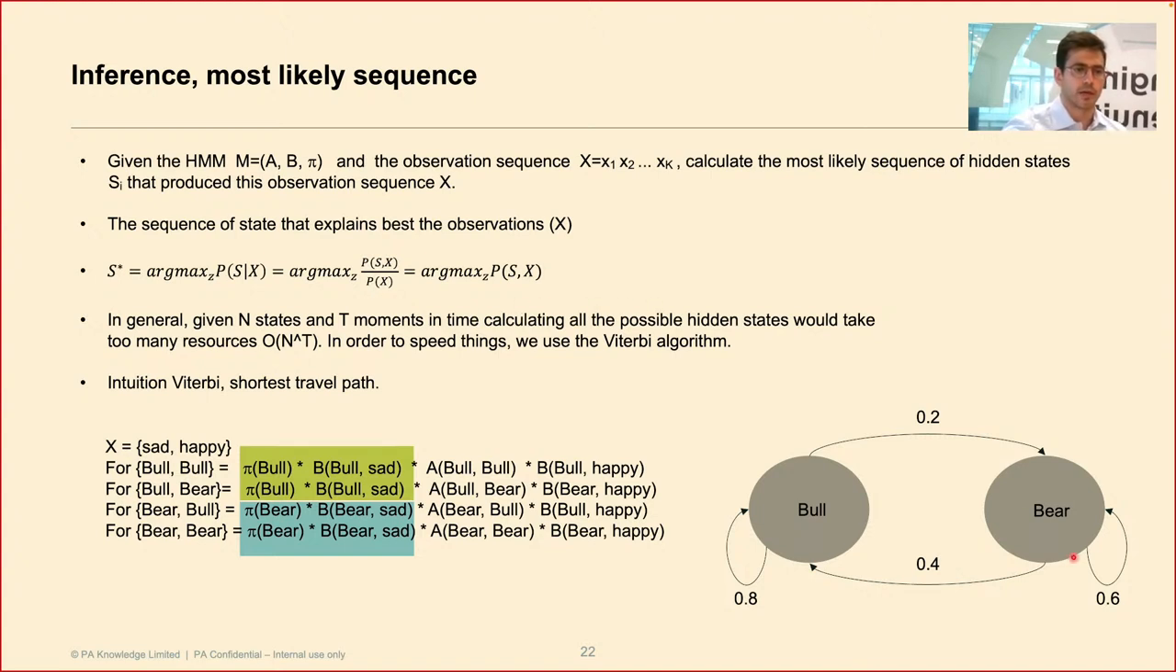Now, in general, we're given N states and T moments in time, and trying to calculate all the possible hidden state sequences would take, in general, too many resources. That is equivalent to O of N to the T. In order to speed things up, again, we have to use an optimization algorithm. In that particular case, that algorithm is called the Viterbi algorithm. It's named after its inventor, Andrew Viterbi. He was an engineer and also co-founder of Qualcomm. For those of you who know, they provide Apple with hardware.